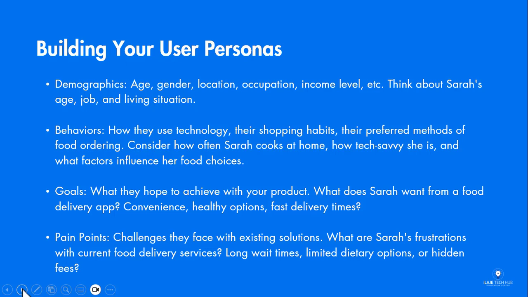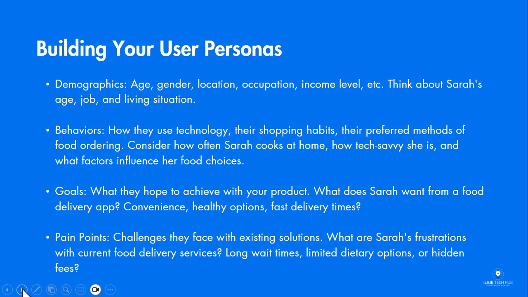The second one is behavior: how they use technology, their shopping habits, their preferred method of food ordering. Also, consider how often Sarah cooks at home, how tech savvy she is, and what factors influence her food choices. So here we are looking at Sarah's behavior, right? We're looking at how well she uses technology, her shopping habits, her preferred method of food ordering. Maybe she likes to order on an app or she uses a local restaurant.